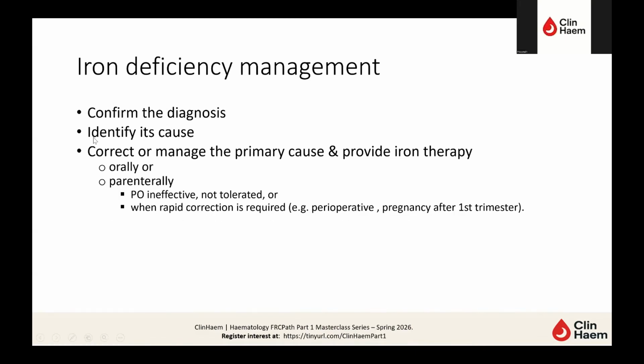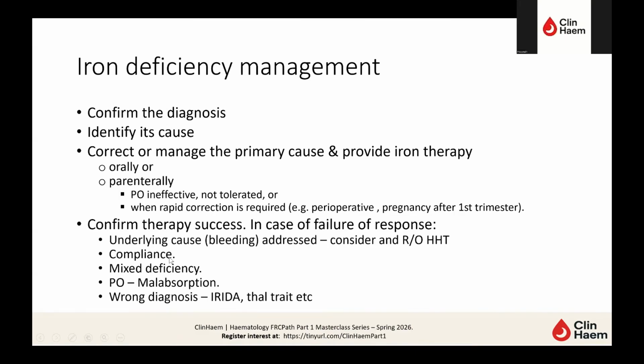And lastly, you have to confirm the therapy success, which is hemoglobin should normalize, ferritin should improve, if that was low to begin with. But in case of failure of response, there can be lots of different things. Of course, the underlying cause may not be addressed, so that needs to be addressed. If you can't find anything, or if the person is having repeated iron deficiency anemias from microbleeds, for example in the gut, melena or epistaxis and things like that, you definitely need to consider and rule out HHT, and I'll show you the diagnostic algorithm in the next slide, and that's an important MCQ question that they ask.